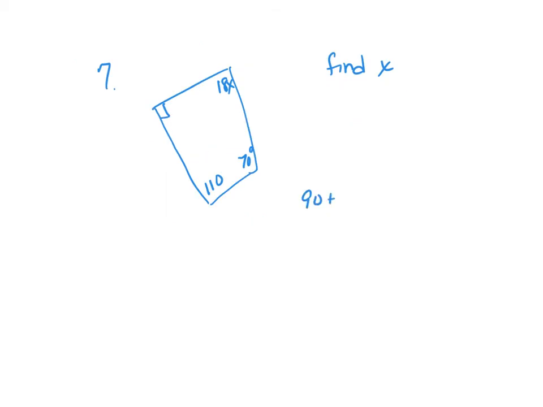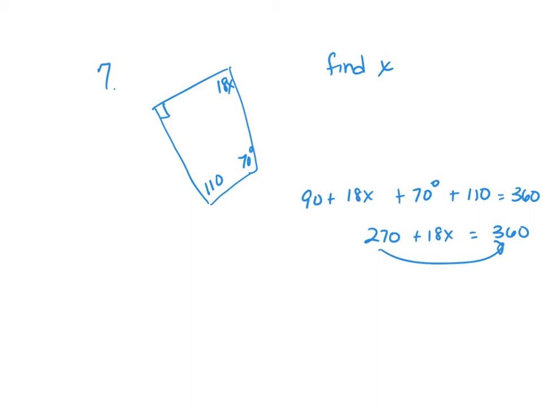90 plus 18x plus 70 plus 110 equals 360. All 4 add up to 360. And when we add 90, 70, and 110, we get 280, maybe? Somebody tell me. We get 270 plus 18x equals 360. So when I subtract 270 from this side, I get 18x equals 90. And divide by 18, I think that's 5. X equals 5.